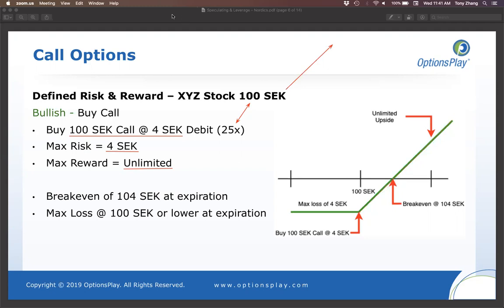Now, I think up till now I've been talking about call options in a very favorable light, right? You get leverage. If it works in your favor, you get unlimited gains. If it goes against you, you lose only 4 crowns. So what's the catch? What's the downside?